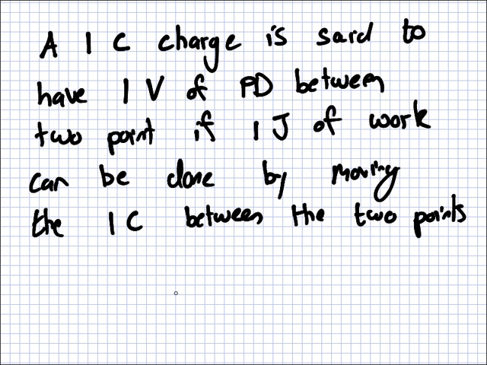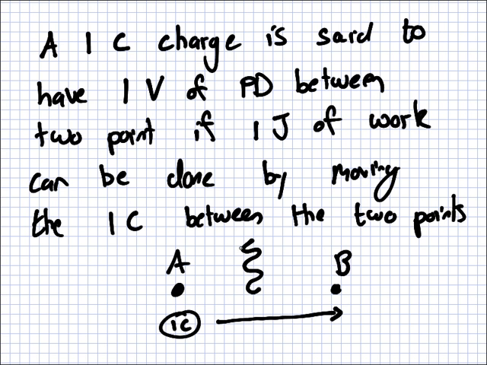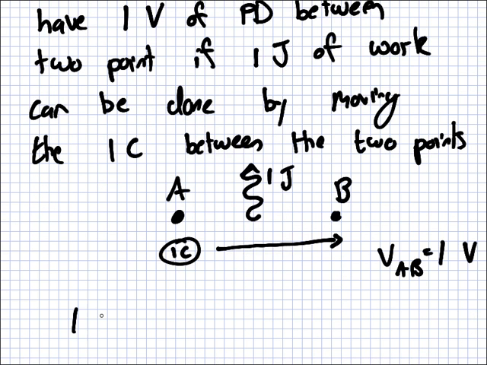In my head, I'm picturing this. You have A, you have B, you have 1 coulomb, and if you move 1 coulomb from A to B, and it can do 1 joule of work, then we say that between A and B we have 1 volt. This is the idea. 1 volt is 1 joule per coulomb.